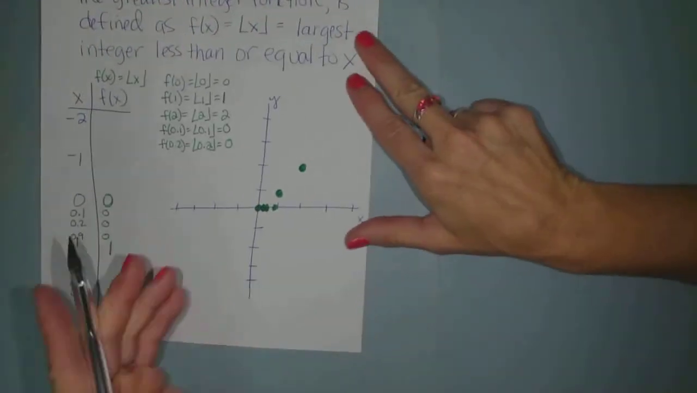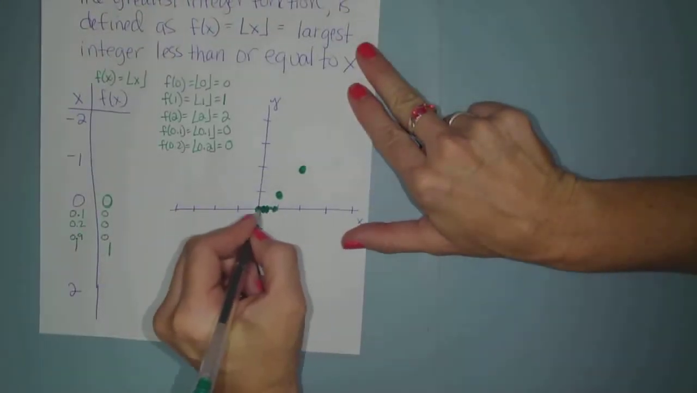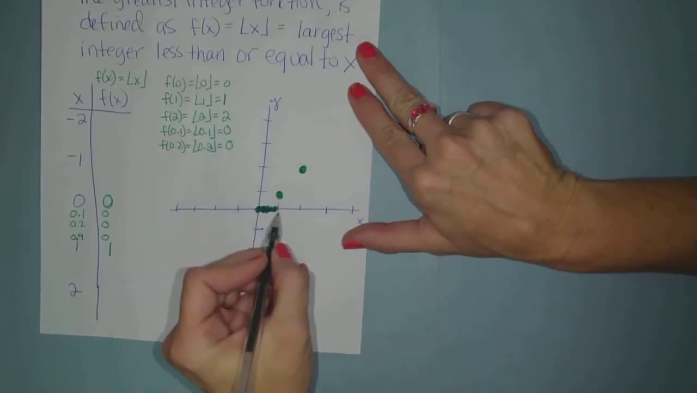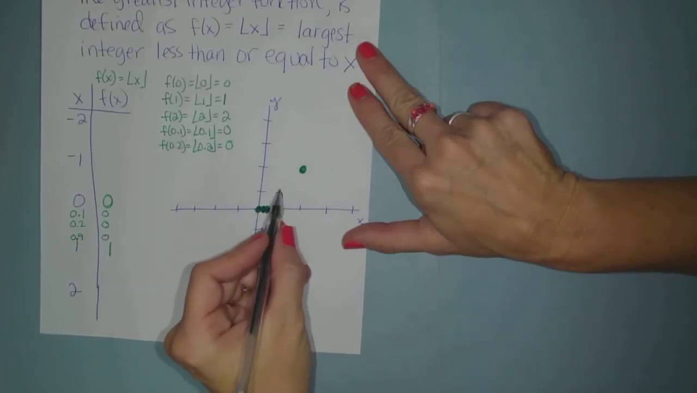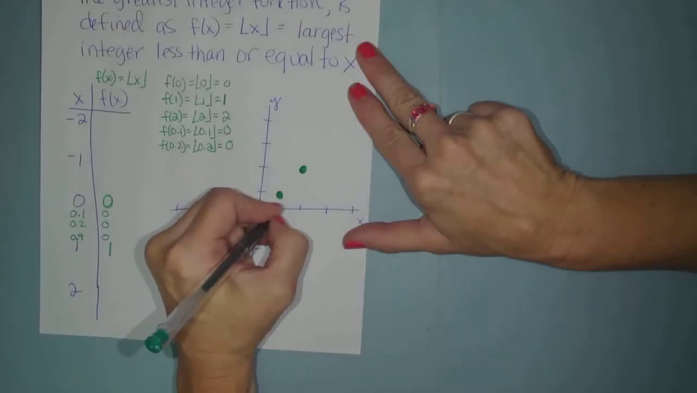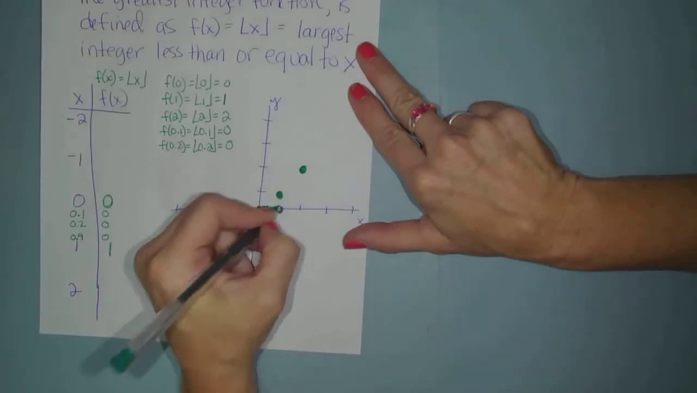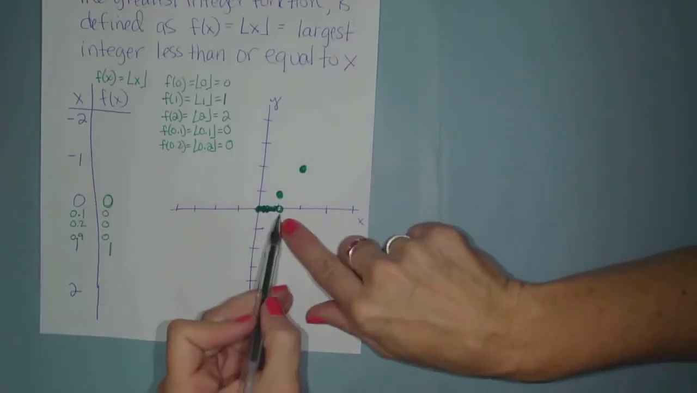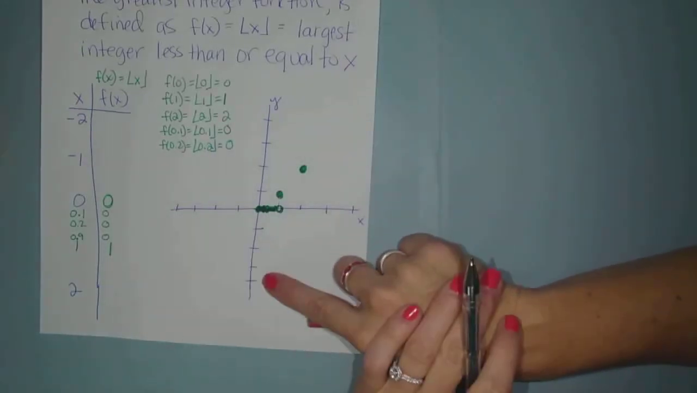So this is the way this graph is going to look. It's going to be flat. It's going to be horizontal between 0 and 1. And then right when I get to 1, I have to jump up to 1. So in order to see what's happening here, I'm going to put an open dot to show that f of 1 jumps up to 1.